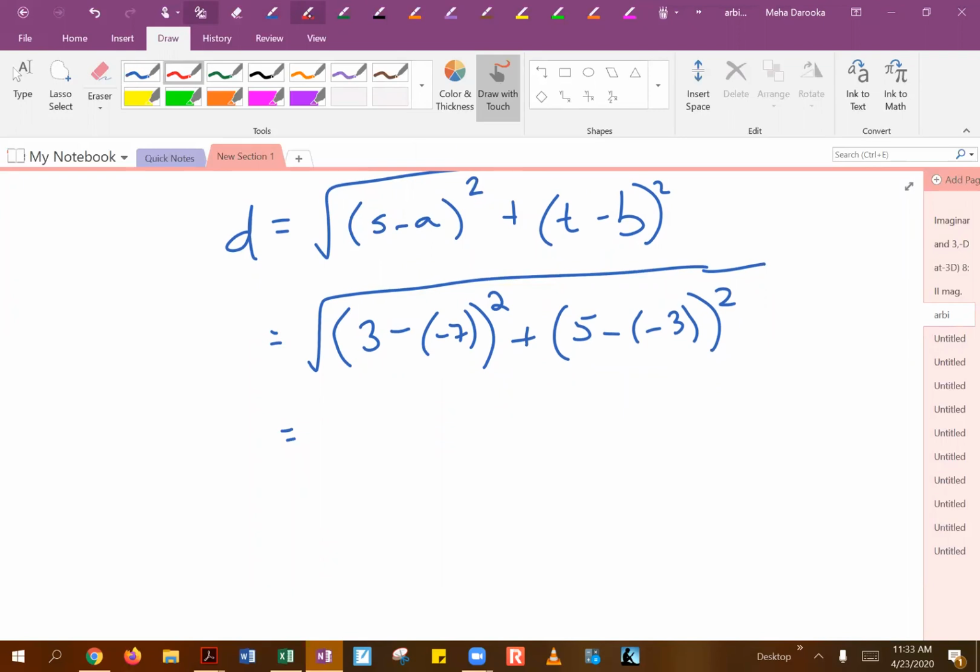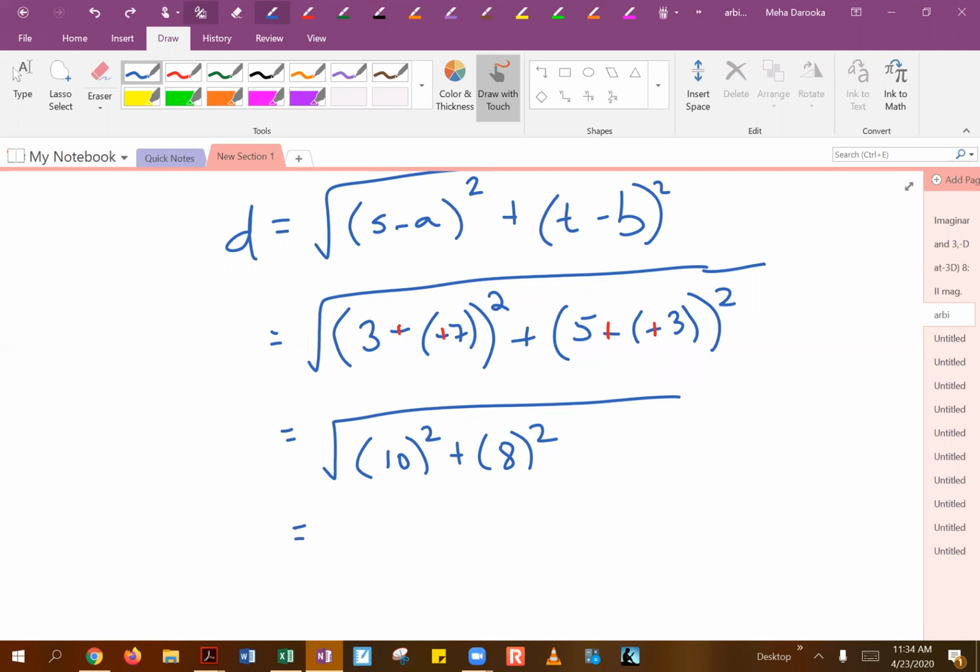So of course, two negatives means they will become positive, which means you will end up adding these numbers inside the parentheses. So 7 plus 3, of course, will give us 10, and that's going to be 10 squared. 5 plus 3 will become 8, so that becomes 8 squared. And as a radical, what are you looking at as the distance?